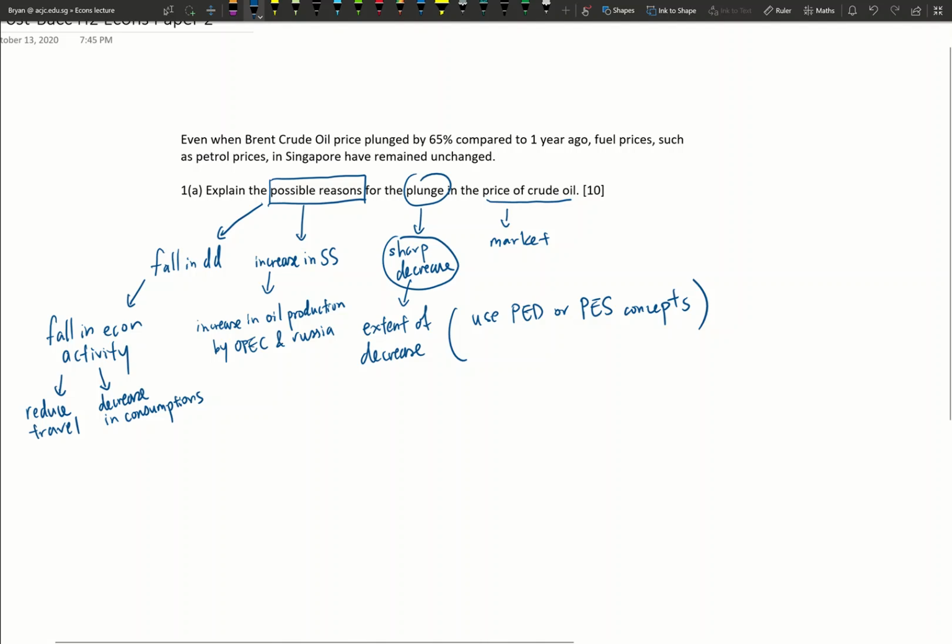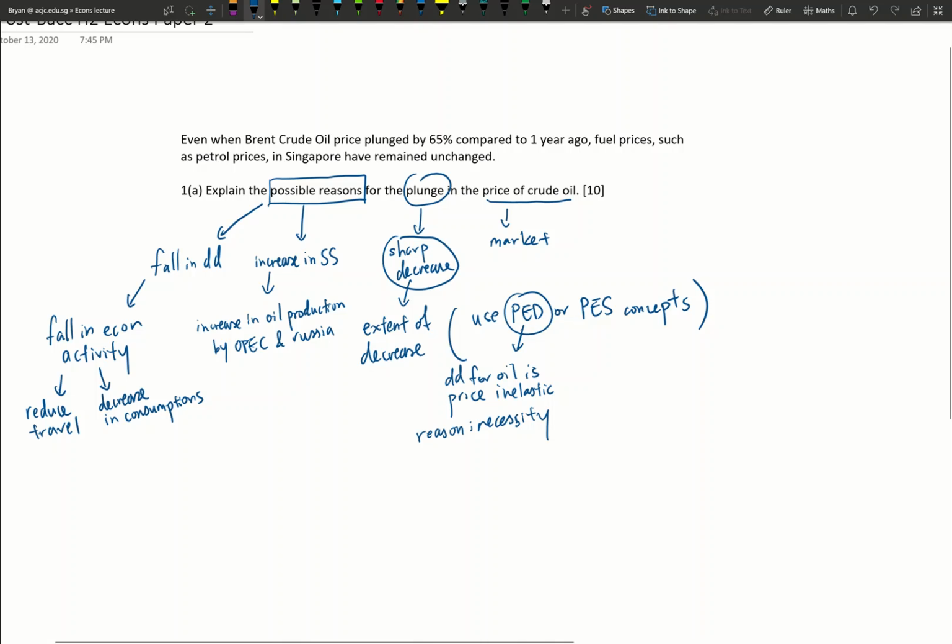We can show the extent of the decrease. So when there is a change in the supply, right, we could look at PED. So in this case, we can argue that the demand for oil is price inelastic, right? And you have to give a reason in your answer. The reason which you need to elaborate on is that it is a necessity, because it's an important resource to produce energy, and this is used in practically almost every industry. Therefore, demand tends to be price inelastic.